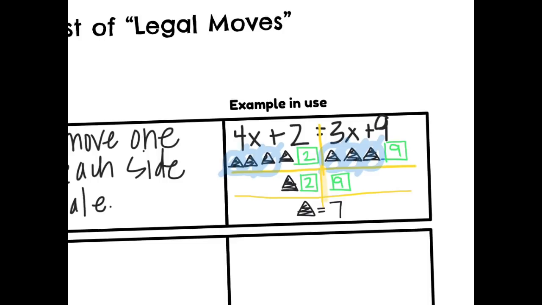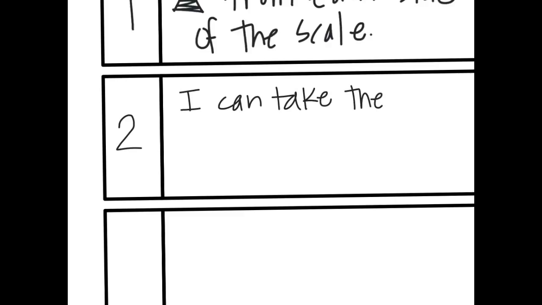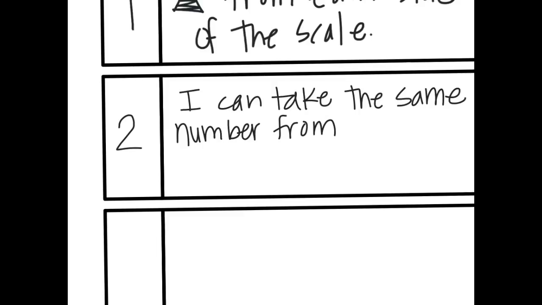You've got to go ahead and write in strategy number 2. Strategy number 2 says that I can take the same number from each side of the scale.